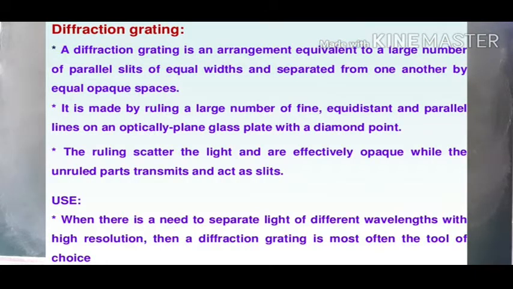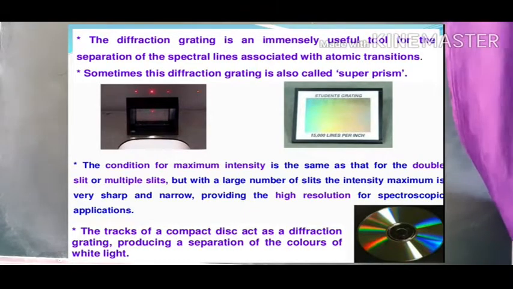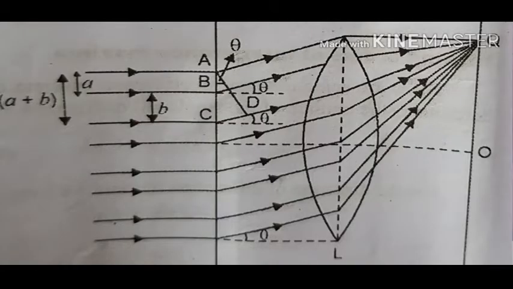Now suppose a plane transmission grating consists of n parallel slits, each of width small a, and separated by a distance small b. And let a plane wavefront of light from a monochromatic source of wavelength lambda be incident normally on the grating. According to the Huygens-Fresnel assumption, every point on each slit acts as a source of secondary wavelets in all directions, and a convex lens L is used to make them converge on the screen at point O.